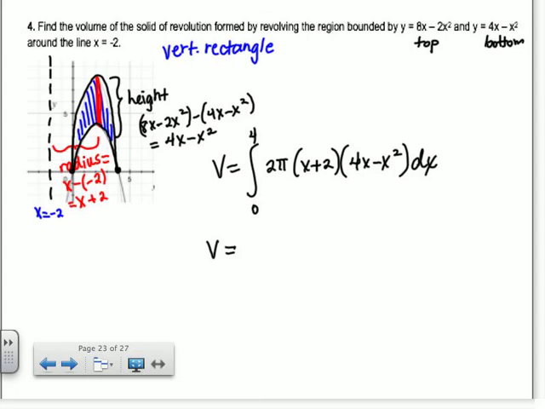Okay, I'll let you guys use Math 9 on this one. You can FOIL it out though, it wouldn't be too bad. 2x squared minus x cubed plus 8x. So if you use your Math 9, 256 pi over 3. You got it.